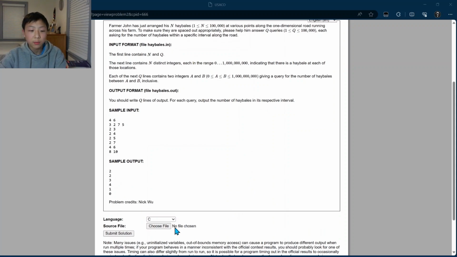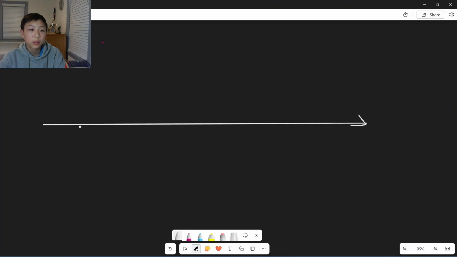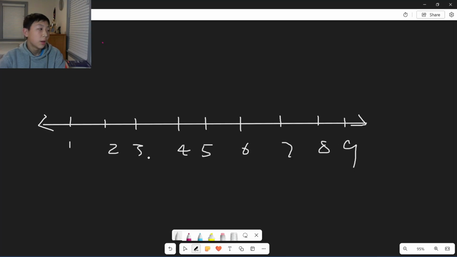And our job is to find the number of hay bales between that start position and that end position. So to get a better sense of the problem, let's draw the sample case out. First I'm going to draw a line representing the one-dimensional road that Farmer John has, and we're going to draw a bunch of tick marks representing the positions of the line. In this case, we have a hay bale on position 3, position 2, position 7, and also position 5.